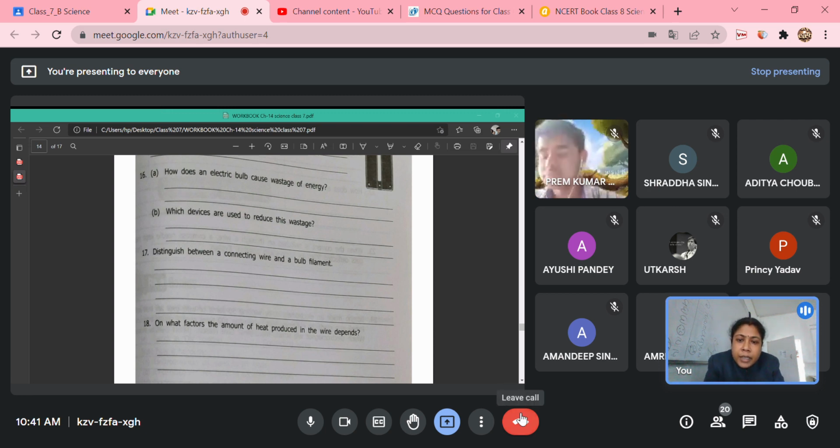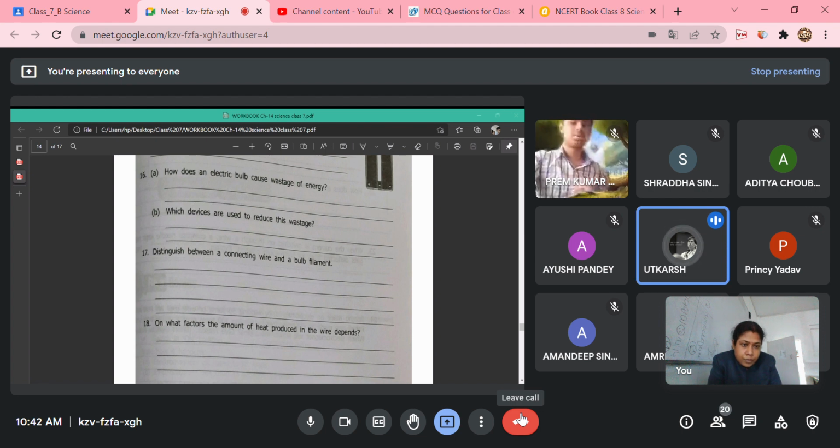Distinguish between a connecting wire and a bulb filament. Very good question. What is the difference between a connecting wire and a bulb filament? Bulb filament is thinner than the connecting wire, and ma'am, the heating point of the connecting wire is less than the filament of the bulb.